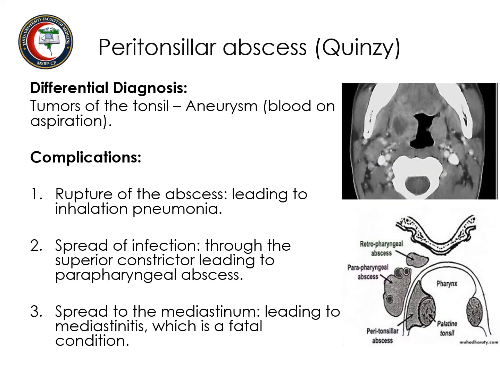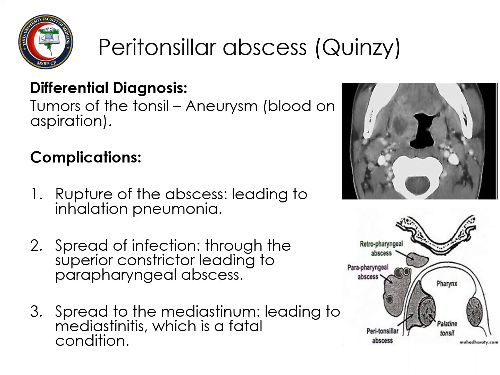Differential diagnosis of peritonsillar abscess. All tumors of the tonsils are in the differential diagnosis for peritonsillar abscess because they normally present with the same symptoms and signs. Aneurysm, which may be an internal carotid artery aneurysm, and in such cases, you might get some blood if you do a diagnostic aspiration of the peritonsillar swelling.